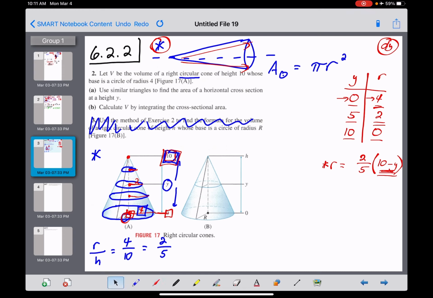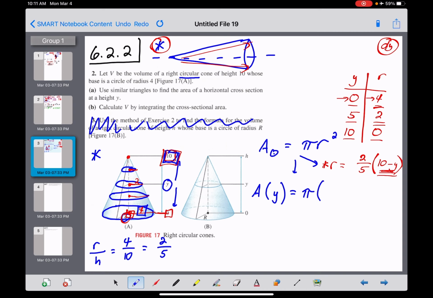So what we just came up with right here, guys, is a formula for r in terms of y. And now that I've written that, I don't like where I have all this. So let me move this blue statement down right here. And now that we know this, let's bring it down here and try to find an A of y formula here. That area formula is still pi r squared, but we're going to replace the r now with 2/5 times the quantity 10 minus y. Close the parentheses, close the bracket. That's r, and we still need to square that.